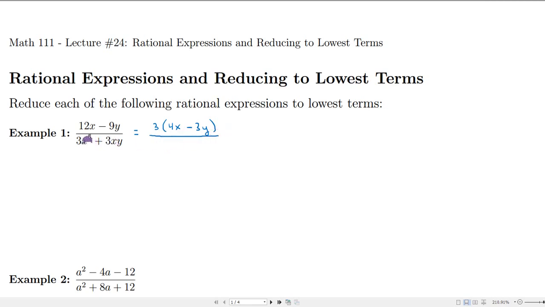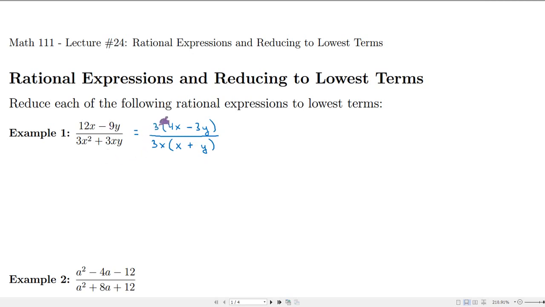What about the denominator? We have 3x squared plus 3xy. So we can factor out a 3x, and we would be left with an x plus, and if we factor 3x out of 3x squared, we're left with an x. If we factor 3x out of 3xy, we are left with a y.